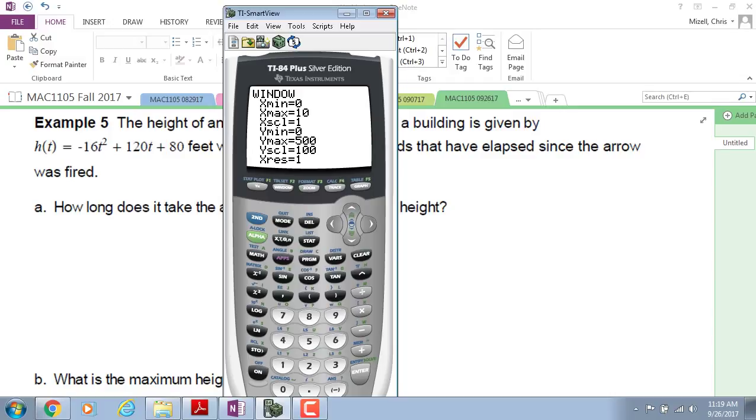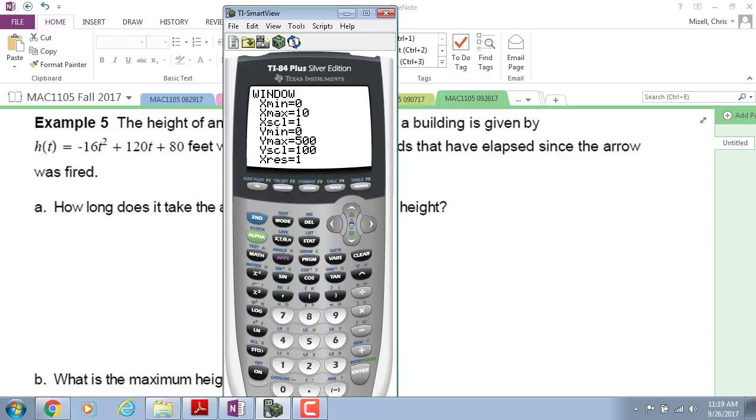It might be a little bit more than that, maybe not quite that long, but that's what my x max represents, 10 seconds. And the x scale is 1, so there'll be a little tick mark along the x-axis at 1 second, 2 seconds, 3 seconds, 4 seconds, and so on. How high is the arrow going to go? Well, I'm guessing no higher than 500 feet. If it actually goes higher than that, that can be changed. But I'm guessing no more than 500 feet.